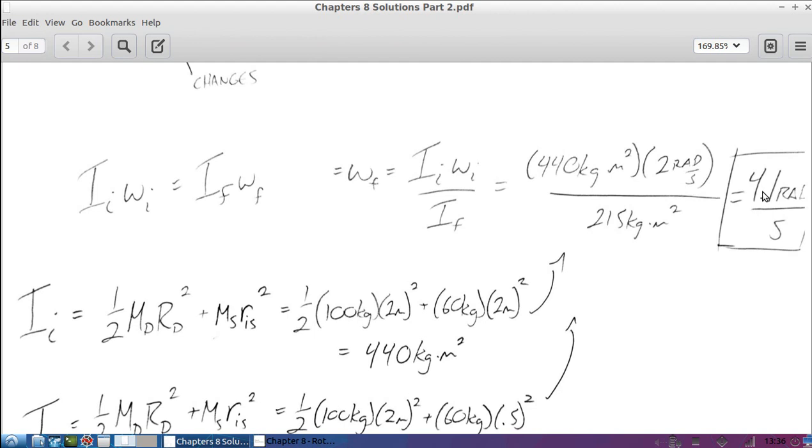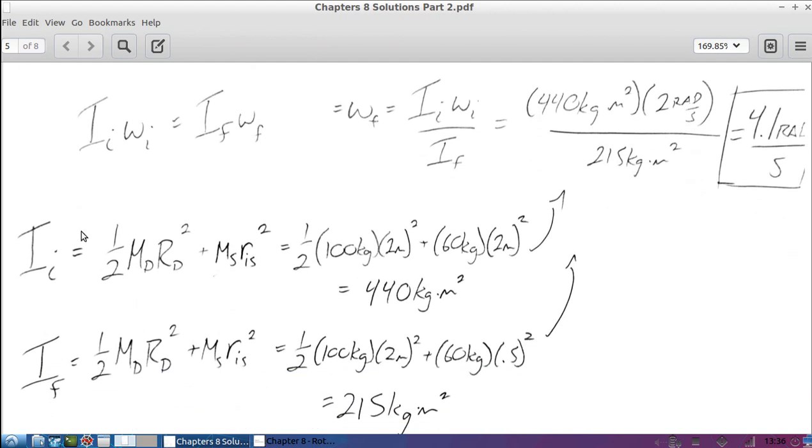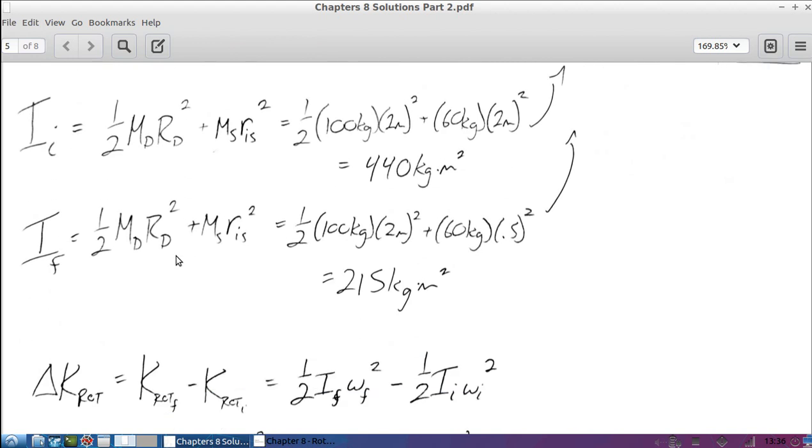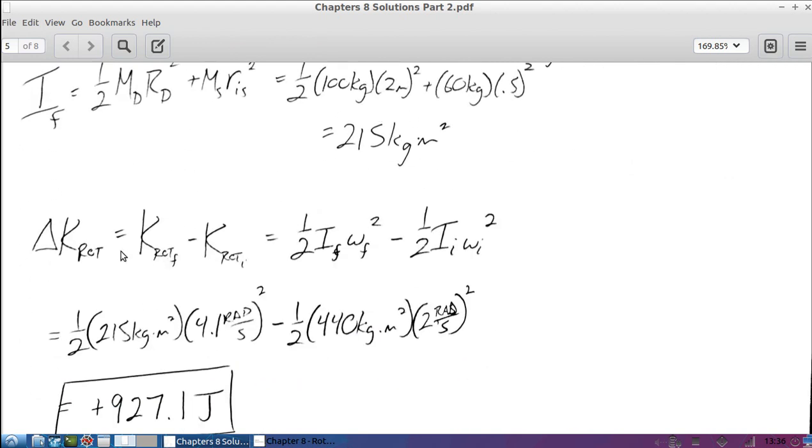Moment of inertia decreases due to the student walking towards the center. Angular velocity increases. So again, like I said, watch out for this. Sometimes you might see a disc with a piece of putty get dropped on it or something like that. You just add the point particle's moment of inertia to the moment of inertia of that solid object that's rotating.